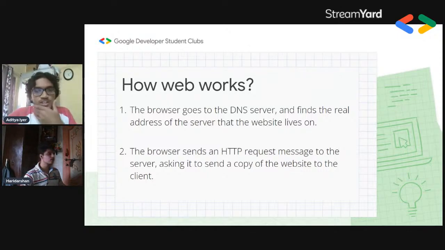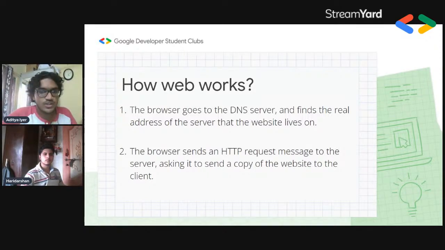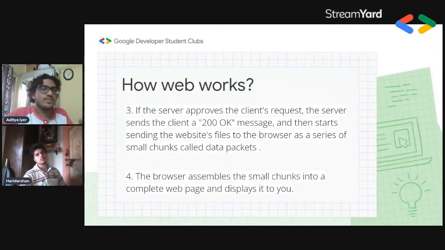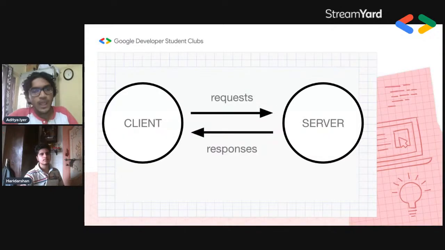So the domain name server would search for the address and send it to the browser, and the browser would render it. Now, if the server approves the client's request, the server sends the client a 200 OK message, and then you get the site on your browser which you want. It sends it as a series of small chunks called data packets. This is very straightforward to understand, and the browser assembles these small chunks into a complete web page and it gets displayed to you.